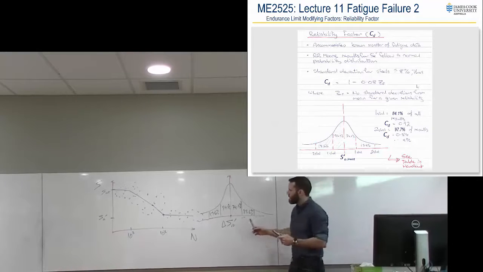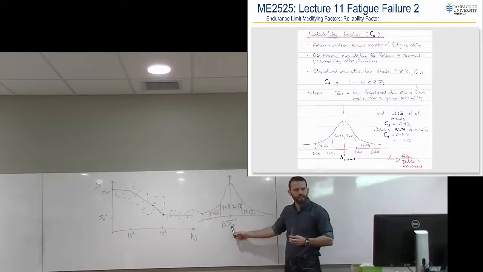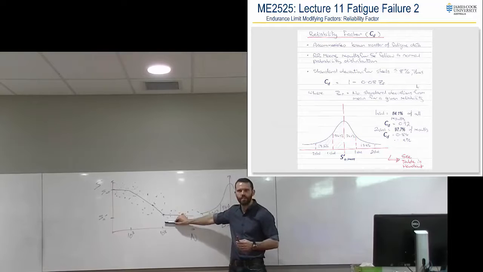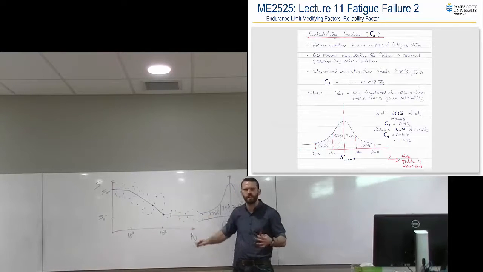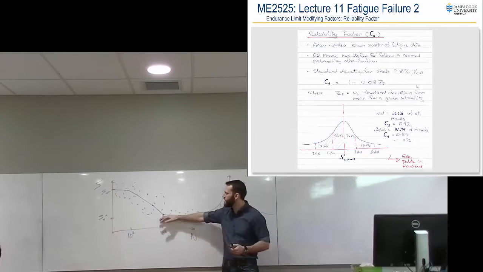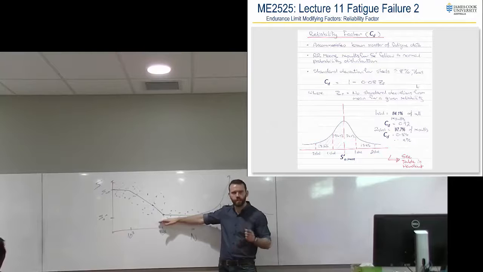So, if we know what these standard deviations are, we can actually calculate a change in this that will allow us to shift this curve down to whatever confidence we want. So let's say we want 90% of the data to be covered by our calculation. We can work out a value that moves this down so that it covers 90% of those dots. That's what we're doing with reliability factor, okay?